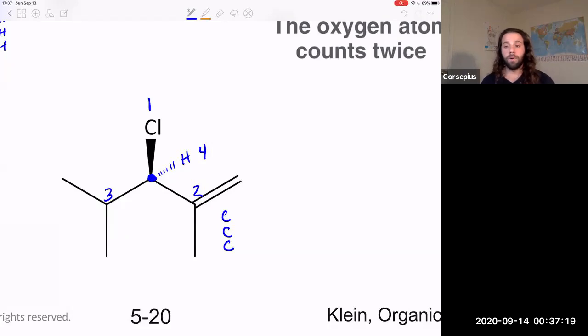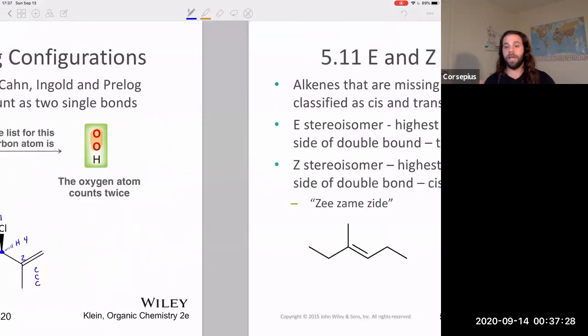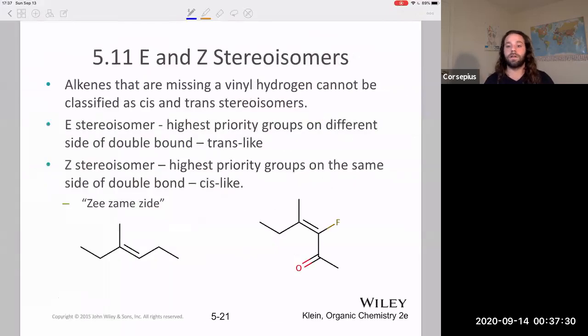Okay, so in the next chapter we'll use these priorities in order to assign that R and S designation of a chiral molecule. Before we do that, we're going to sort of take a step back and talk about alkenes again. I said that they don't have any sort of a chiral aspect to them, but they do still have this kind of cis-trans thing that we've seen, right?